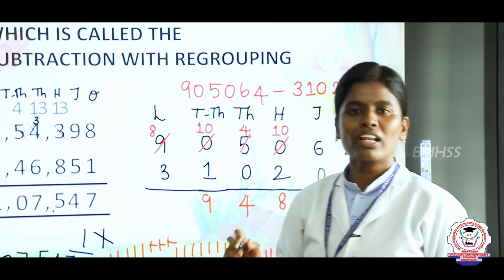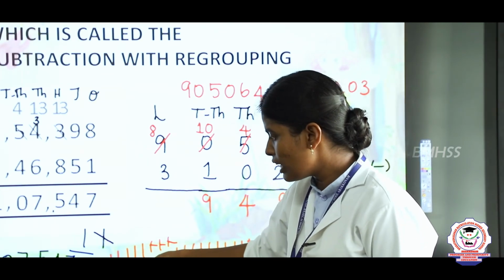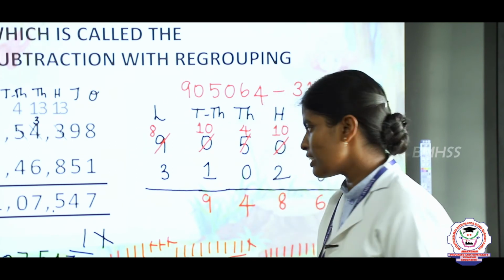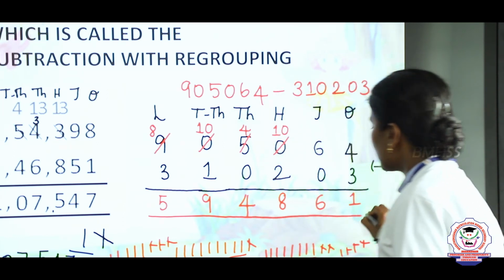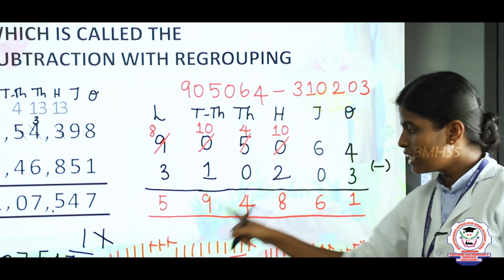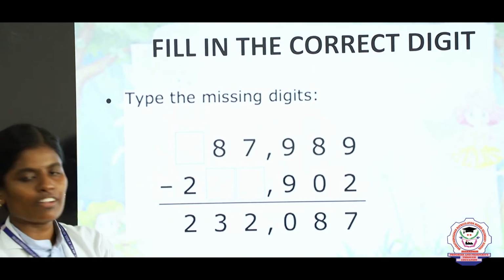Tell me Roshan, how many lines are there remaining? Yeah, listen. 1, 2, 3, 4, 5. So the answer is 5. What is the answer? 5. The final answer is 5,94,861. Our final topic is fill in the correct digit.